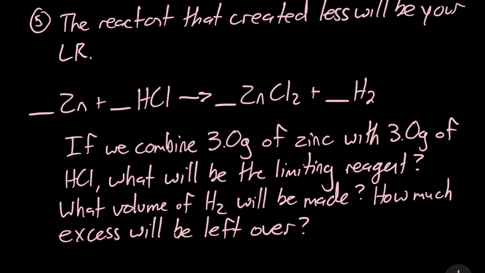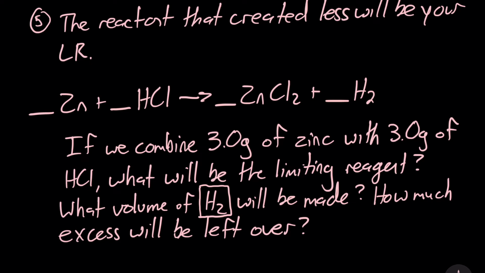So it says if we combine 3 grams of zinc with 3 grams of hydrochloric acid, what will be the LR, or limiting reagent? What volume of H2 will be made? And finally, how much excess will be left over? So this question does look for a specific product. It looks for H2.